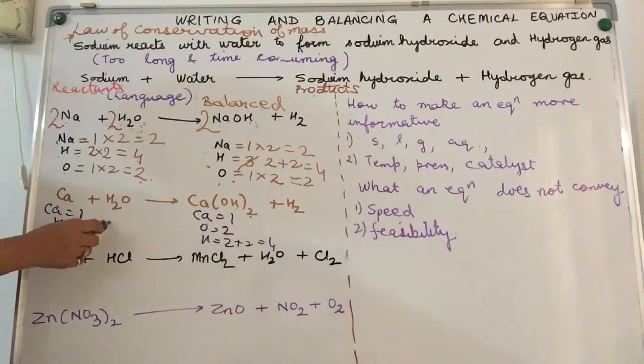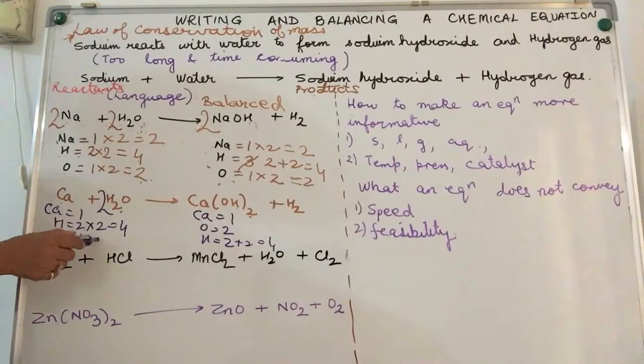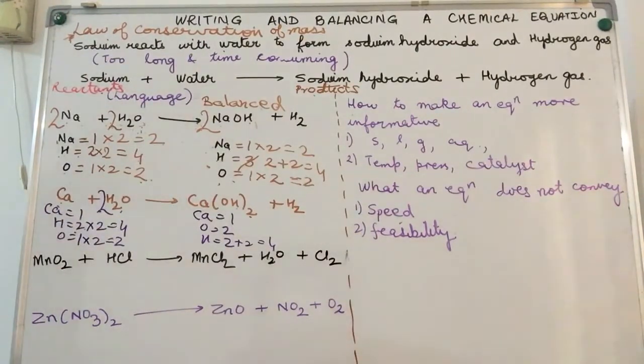Yes, 2 times 2 gives me 4. So let me try and put a 2 over here. When we put a 2 over here, that means 2 water molecules are reacting with 1 atom of calcium. So 2 water molecules means the number of oxygen also becomes doubled, and I have the number of oxygen atoms as 2 over here. Let us see our equation.